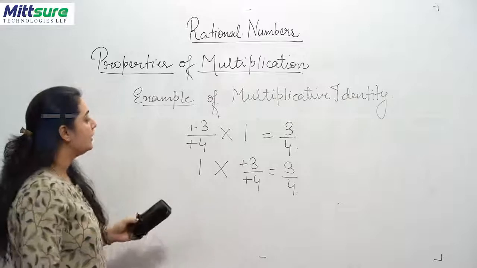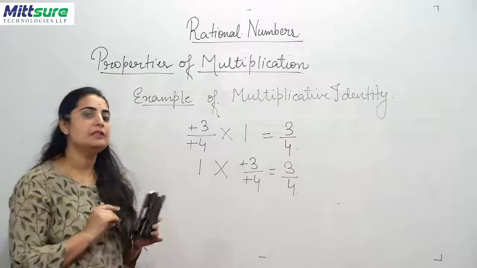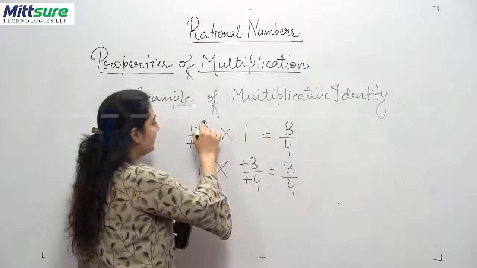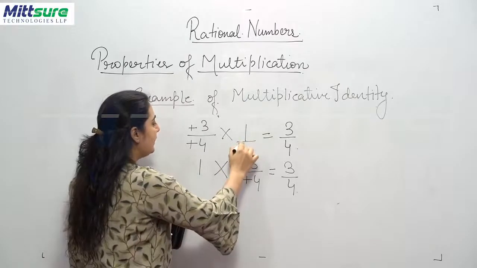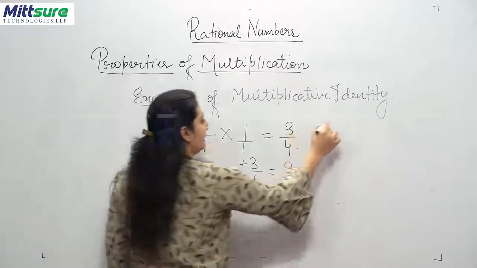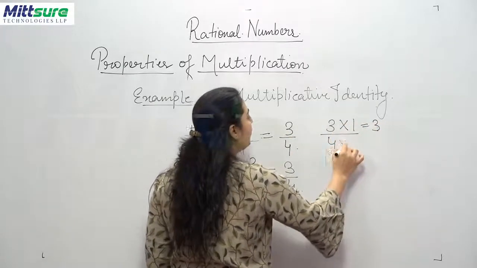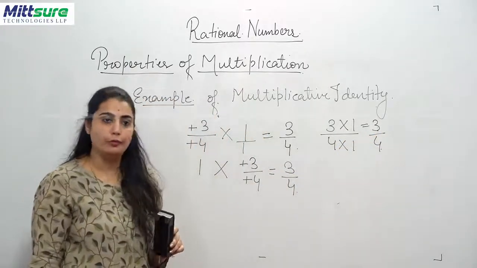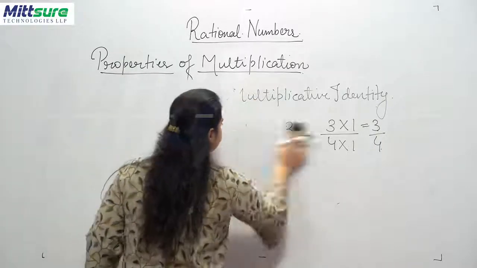Now what is actually taking place in this multiplication is same as we have done in the previous multiplications. When we say the given rational number is getting multiplied by 1, that means it is getting multiplied by 1 upon 1. So 3 multiplied by 1 is 3 and 4 multiplied by 1 is 4. So that is 3 upon 4. Now let's come to the next property.